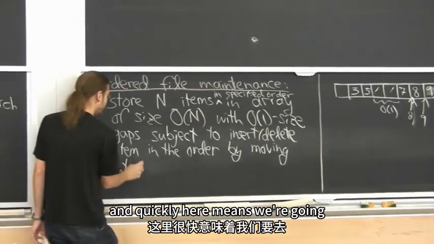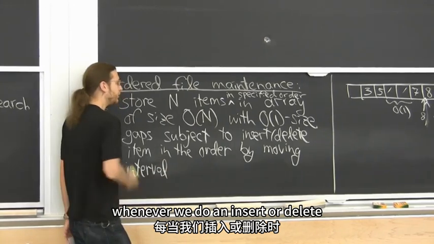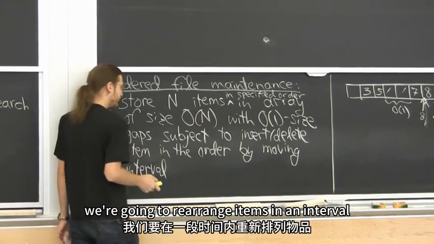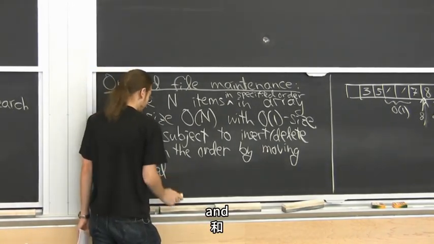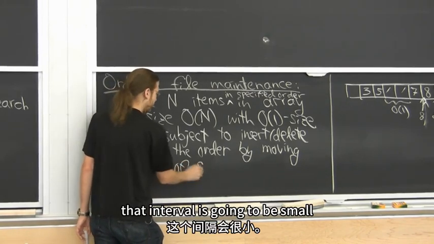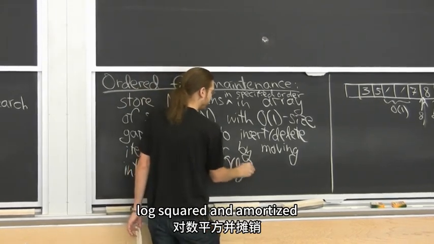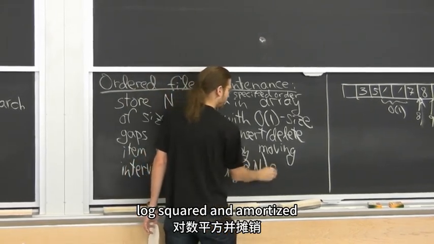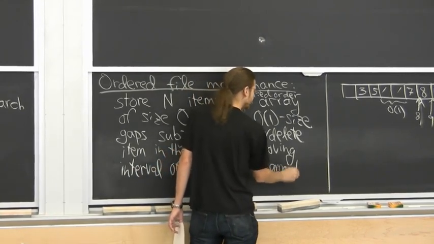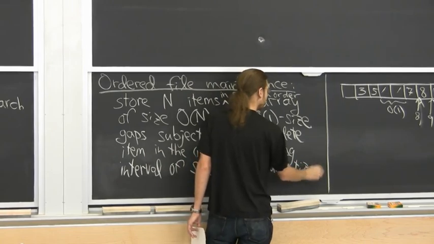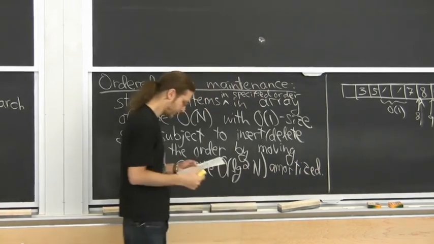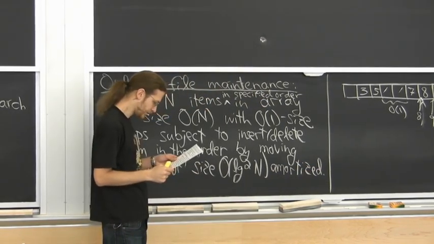And quickly here means whenever we do an insert or delete, we're going to rearrange items in an interval. And that interval is going to be small. Log squared n amortized. That's all I need to say here.